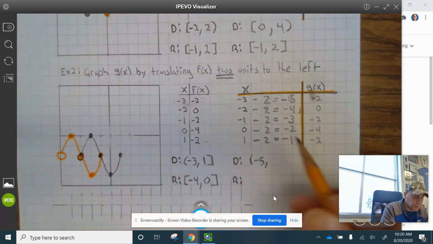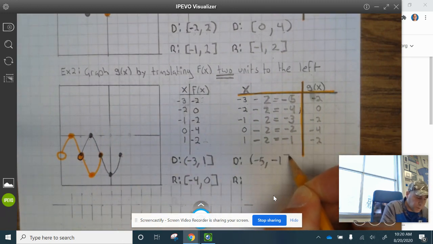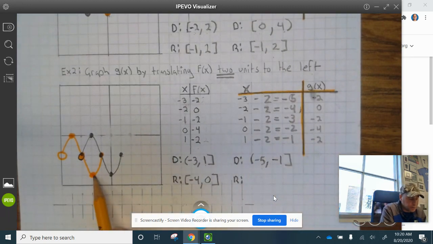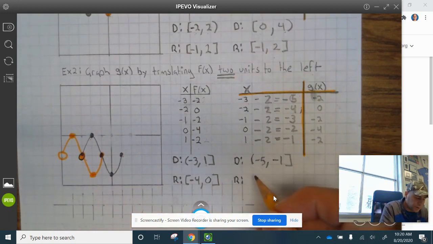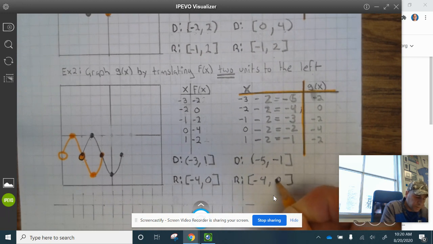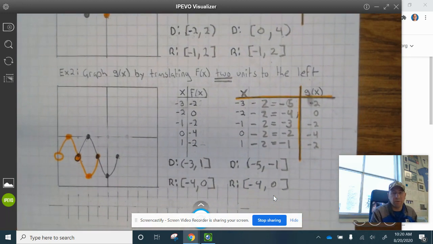So negative 1, bracket. And you see here that the range never changed because we only translated the graph left. So the range is still bracket negative 4 to 0 bracket. All right, if you would, go ahead and finish up example 2.